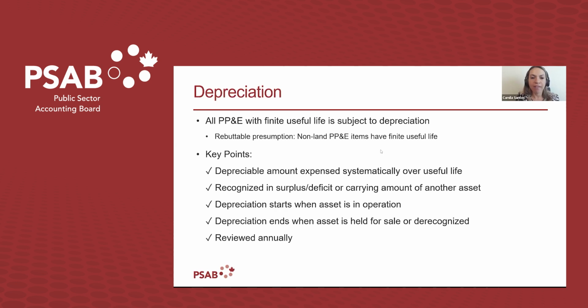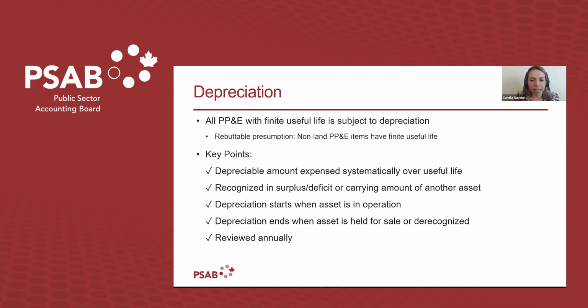On the slide, we have a high-level summary of how depreciation charges are recognized. Depreciable amount is expensed systematically over the useful life. This means that it affects surplus or deficit directly, reflecting the wear and tear of the assets over time. Thank you, Camilla. That's helpful. A follow-up question for you now. When does depreciation start and stop?